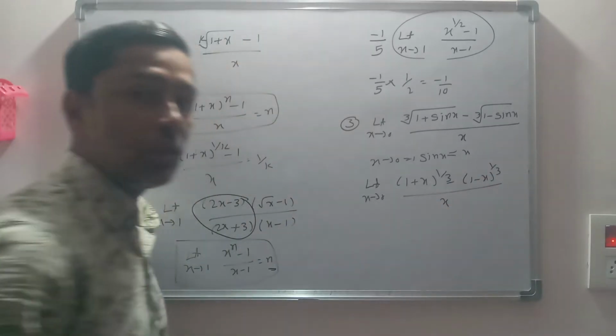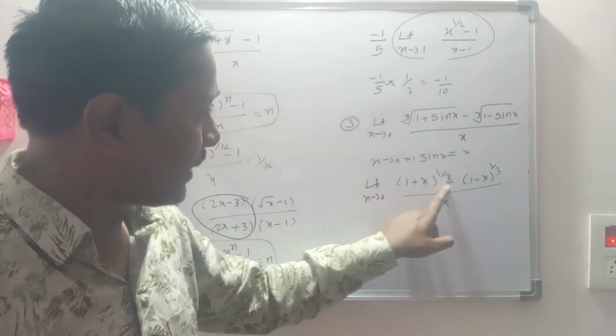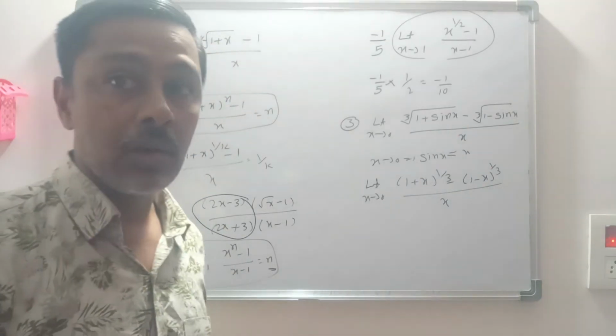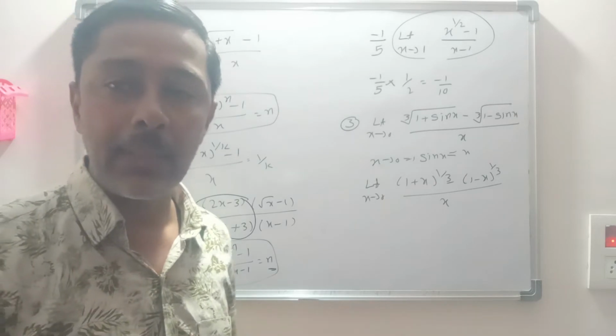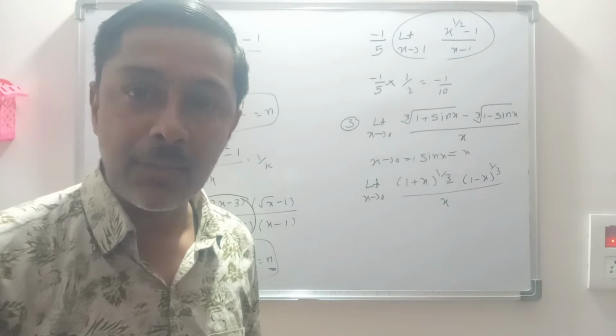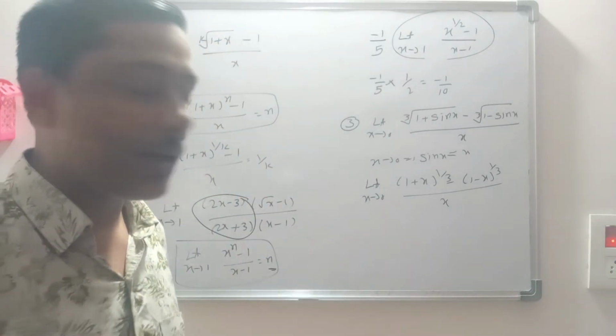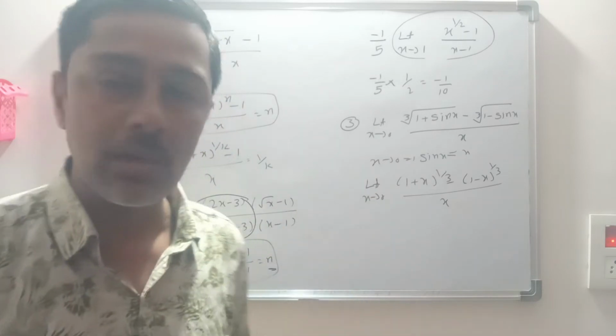This is 0 by 0 form. For example, put x is equal to 0: 1 power 1 by 3 minus 1 power 1 by 3, 0 by 0. For 0 by 0 or infinity by infinity, use L'Hospital rule. What is the meaning of L'Hospital rule? Derivative of numerator by derivative of denominator. After that apply, put x equal to 0.